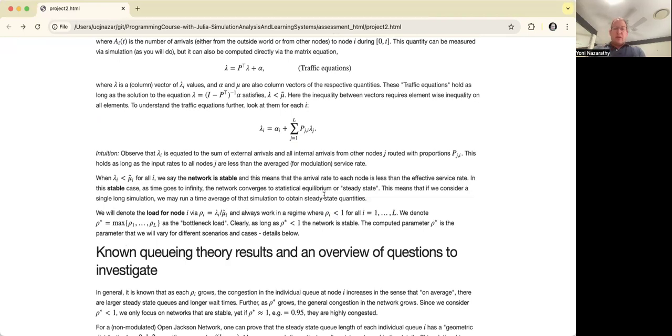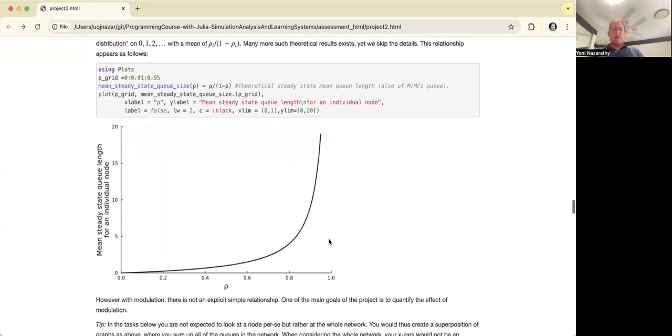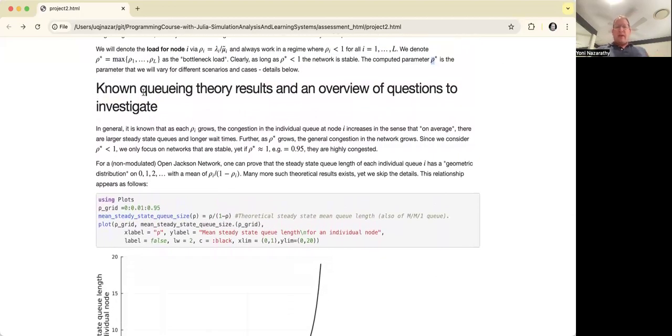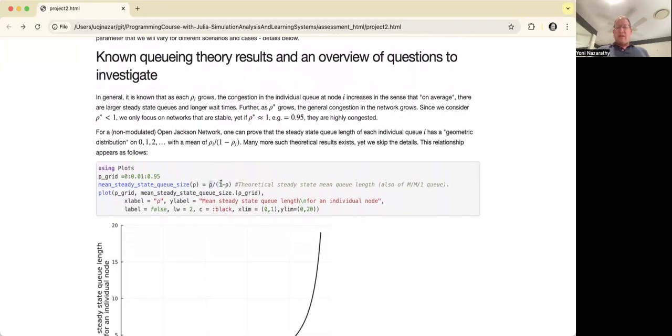Okay, so we are going to vary this rho star, and as a function of that, see the load in the system. So let me just show you this, and we actually give you code for this. So in the background, we have known queuing theory results and overviews of questions to investigate. So a quantity from queuing theory that you don't need to understand the derivation of, but you can just take as given. To understand the derivation, you need to do something like in STAT 3004, continuous time Markov chains, and do a bit more with that. Okay. So this is rho divided by 1 minus rho.